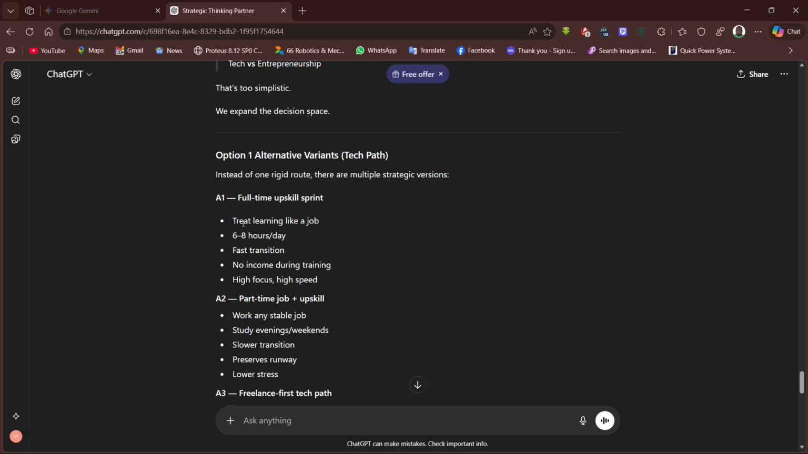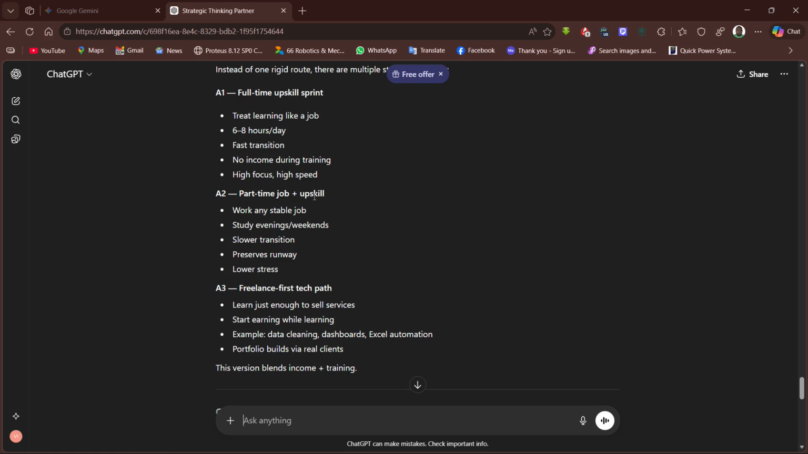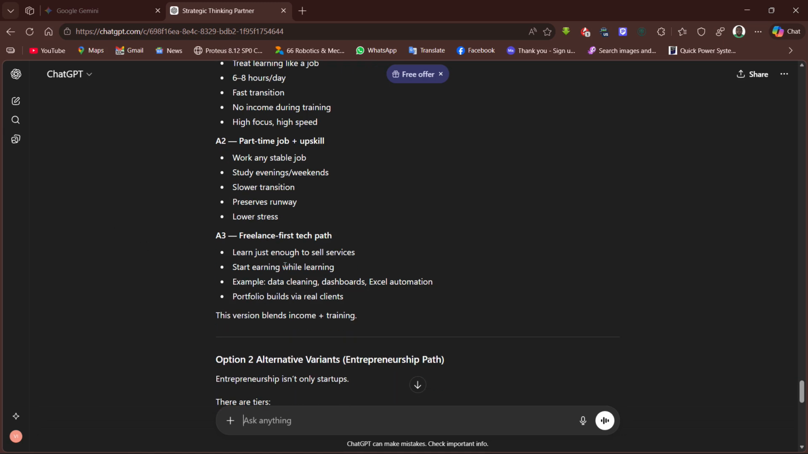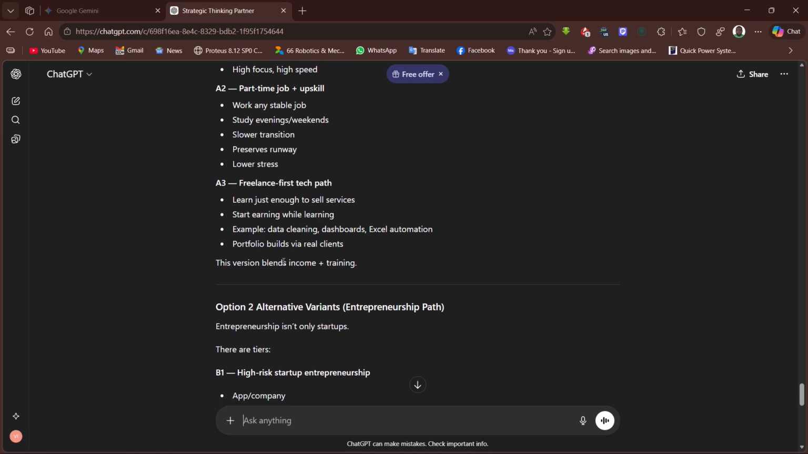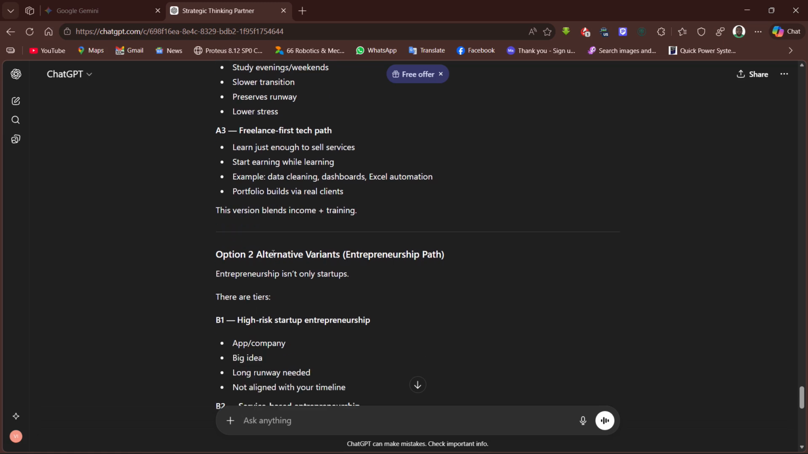Full-time upskill sprints. Treat learning like a job, 6 to 8 hours a day, fast transitions, no income during training, high focus, high speed. Part-time job plus upskill. Work any stable job, study evenings/weekends, slower transitions, preserve runways, lower stress. And then A3, alternative 3, freelance first tech path. So learn just enough to sell services, start earning while learning. Examples: data cleaning, dashboards, Excel automation, portfolio builds via real clients. This version blends income plus training, is realistic.